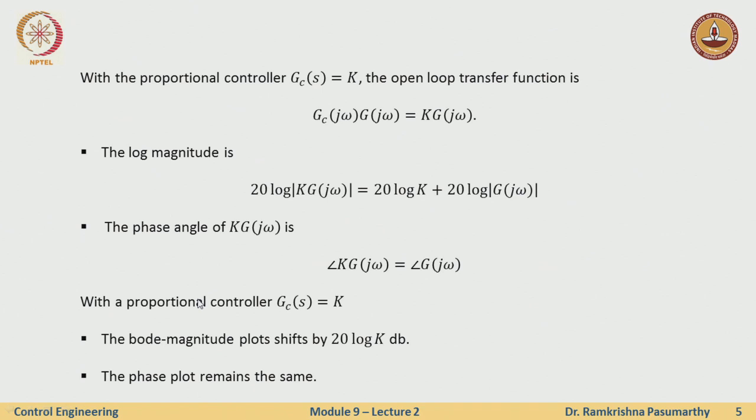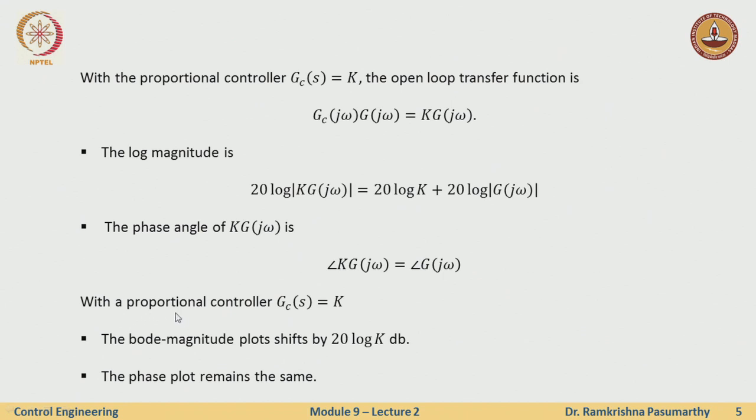Okay, so let us just start with a proportional controller where Gc is just k. So, what changes in the magnitude and the phase? Well, the log magnitude changes according to this thing, 20 log k times g of j omega. So, you see that this gain k just adds up this magnitude to my open loop frequency response or open loop Bode plot, right. This is my plant. Okay. The phase angle remains the same.